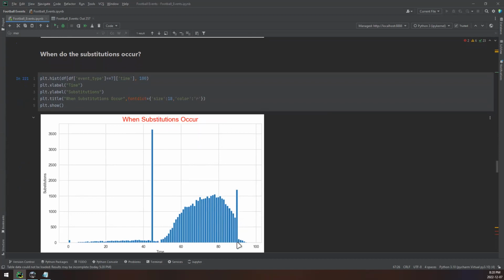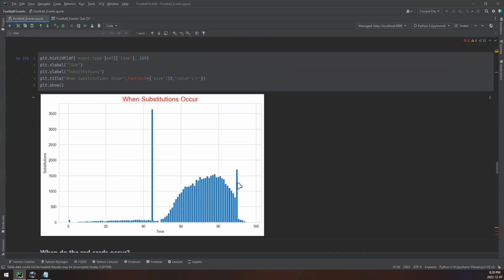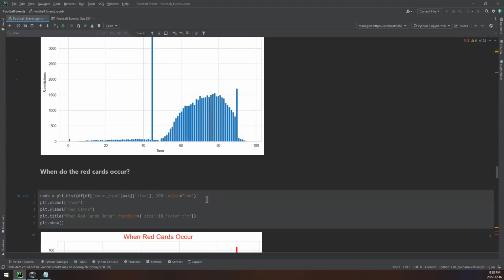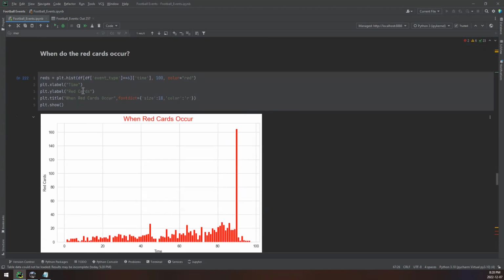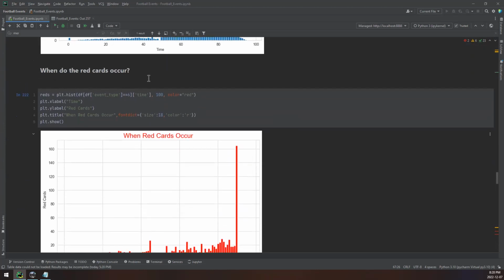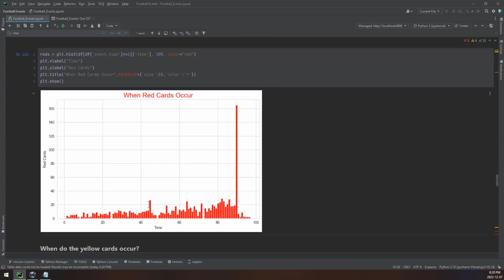And also, yeah, approaching the ending, I guess, before 90, or the beginning of the extended time. When do the red cards happen also? We can see it's also around 40. I don't know why everything is almost at 45 minutes and almost at the end.